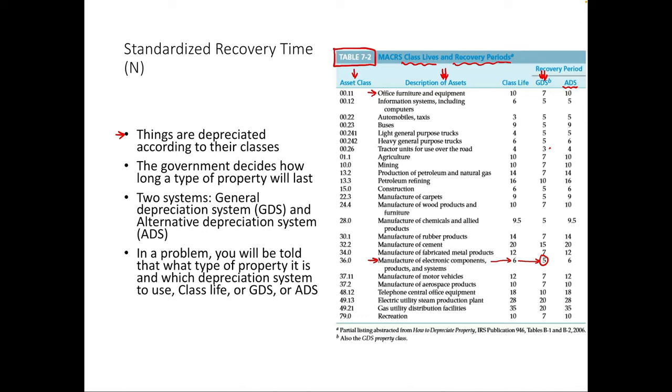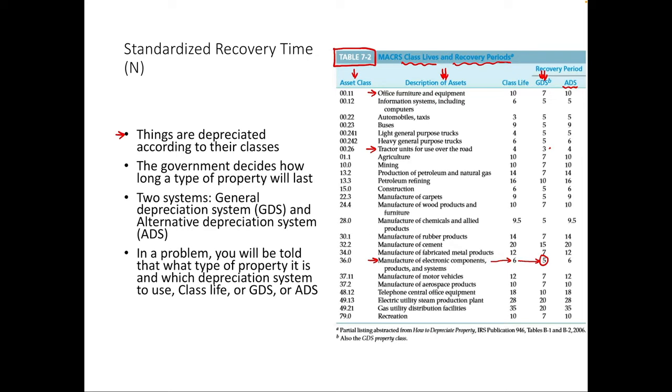Okay, but for something like tractor units for use over the road, it has a shorter recovery period, which is only 3 years. Which makes sense because tractor units might be worn very fast, so they won't have that long a time to depreciate. But furniture can be maintained for a longer time, so the useful life is longer, and the GDS recovery period is of course longer than the tractor.